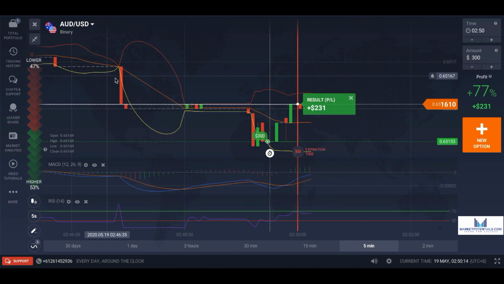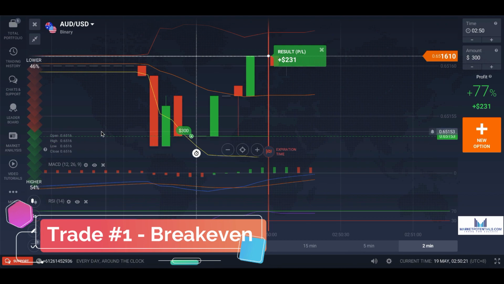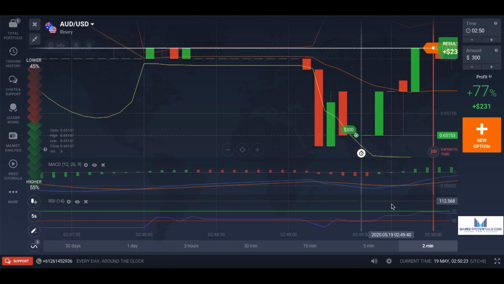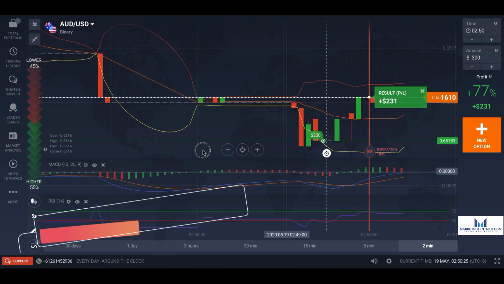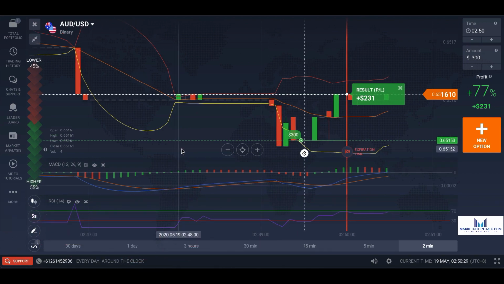You did see that in the first trade, I did predict the correction accurately, but I literally missed it by probably a second with this candlestick here. But that's okay. Like I said, we didn't lose any money. We just broke even, and we got the trade right the second time around.